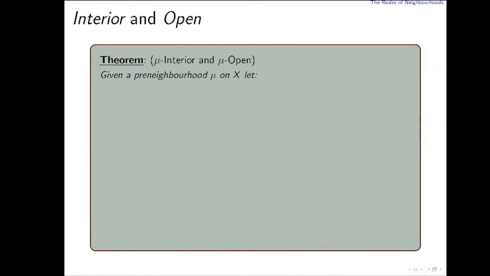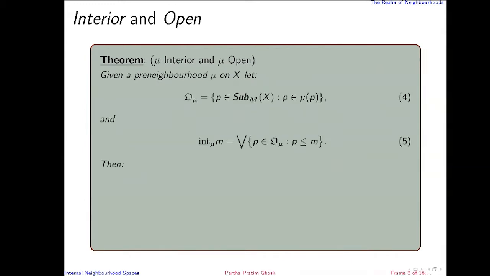So first, let's see what that is. Given any pre-neighborhood, I define a set of opens, O_mu, by equation 4. Those are precisely those which are themselves their own neighborhood. And the interior with respect to mu of M would be the join of those mu-opens which are inside.